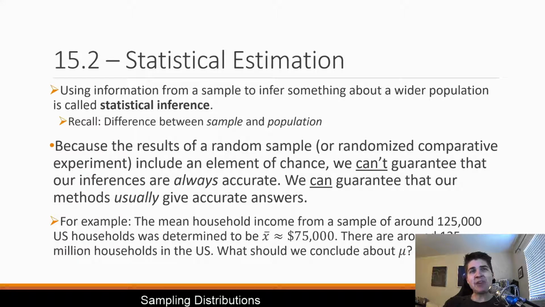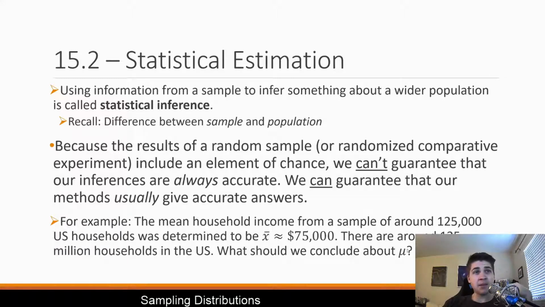Let's say the mean household income from a sample of 125,000 U.S. households was determined to be approximately $75,000. Let's just say there are 125 million households in the U.S. The question is, what would we conclude about mu? Remember, x bar stands for the sample's average, and the goal is to take that number and try to say, well, what does this imply about the entirety? And what we conclude is it should be relatively close. But how close? That's the issue at hand.